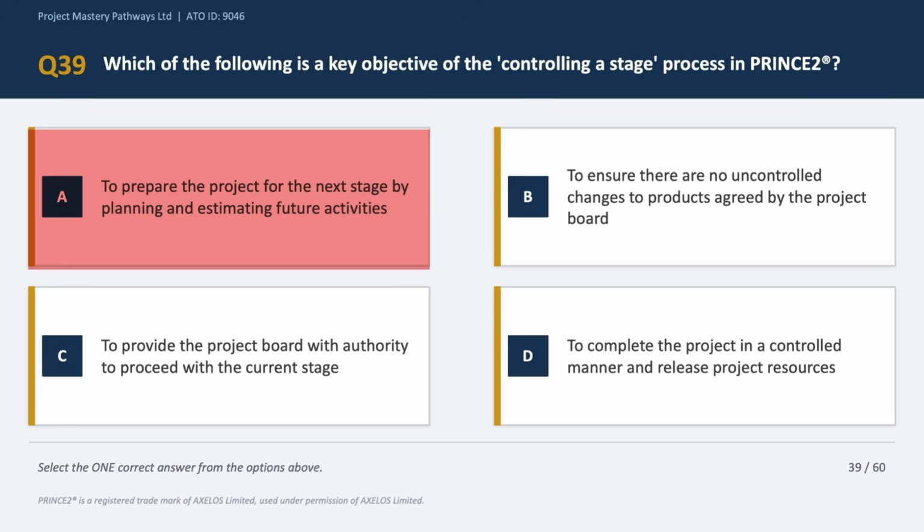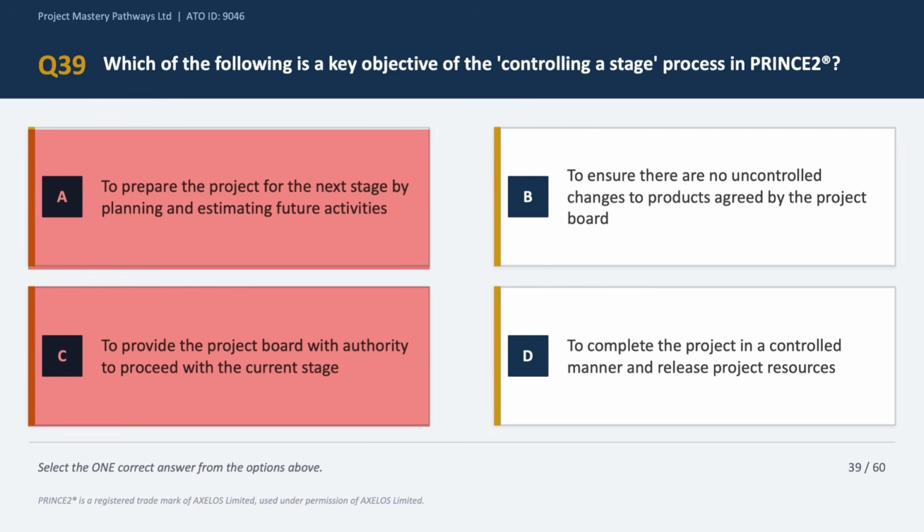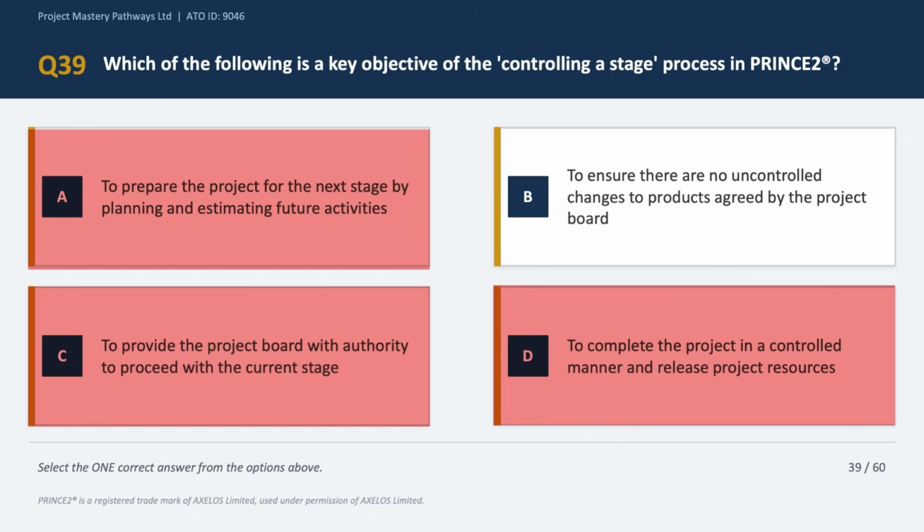Option C says to provide the project board with authority to proceed. Now that is directing a project process, specifically when the board authorizes each stage. So option C is incorrect. Option D says to complete the project in a controlled manner and release the resources. Now that is the closing a project process, so we can eliminate option D as well.